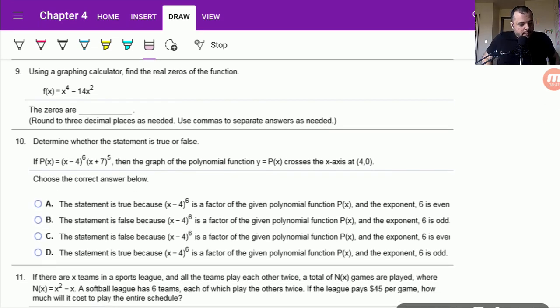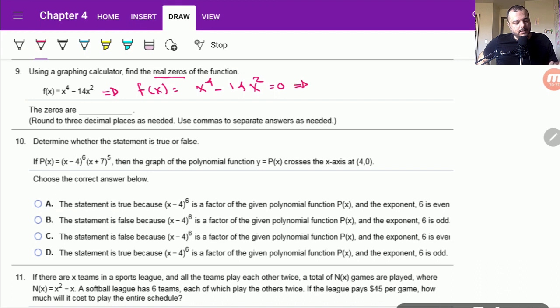In this problem, the question says, using the graphing calculator, find the real zeros of the function. So first of all, before using the graphing calculator, I'm going to find the zeros by equating this to 0, okay? So x to the power of 4 minus 14x squared is equal to 0.